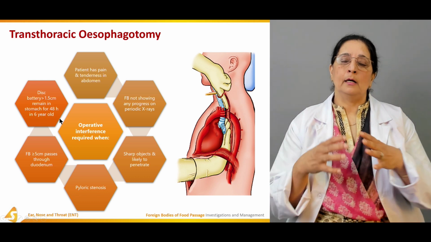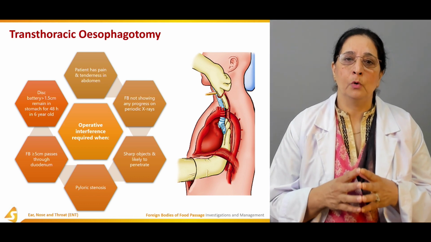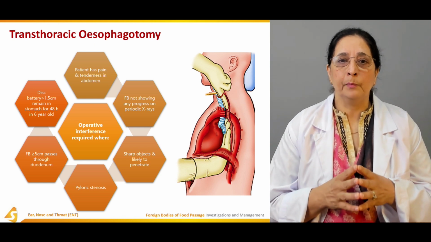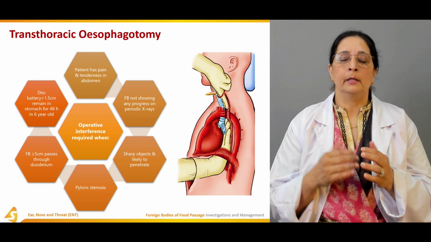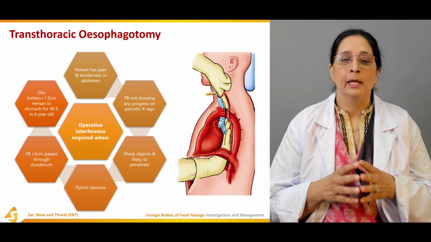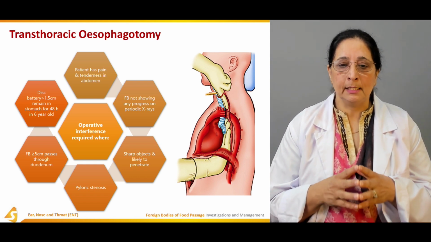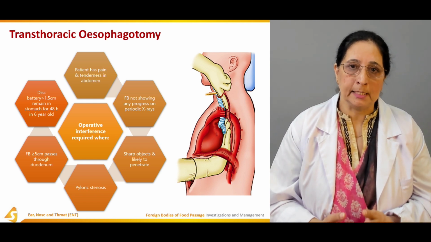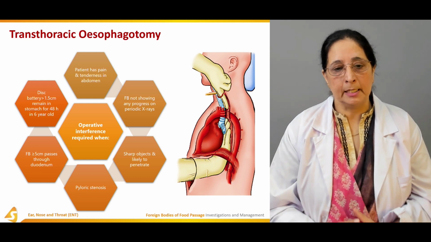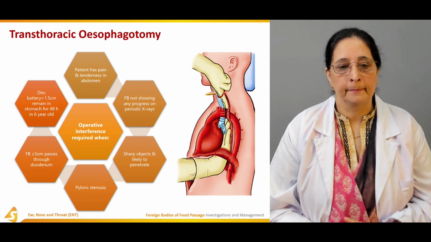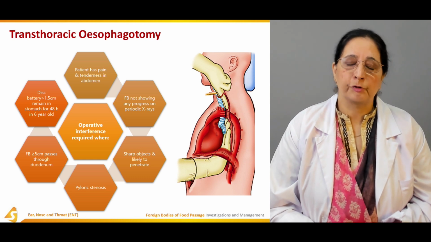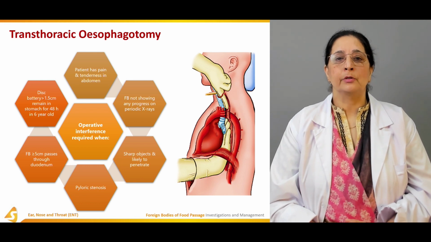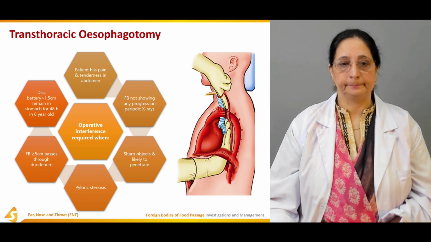So all these are the indications in which we should go for surgical intervention. If there is no progress in the removal of the foreign body, if it gets impacted in the wall or penetrates, if there is pyloric stenosis, if the object is more than 5 centimeters, or a disc battery is more than 1.5 centimeters, we need to do the operative removal.